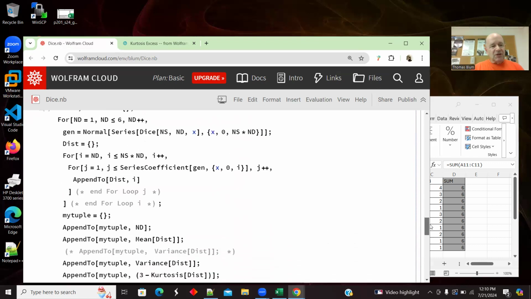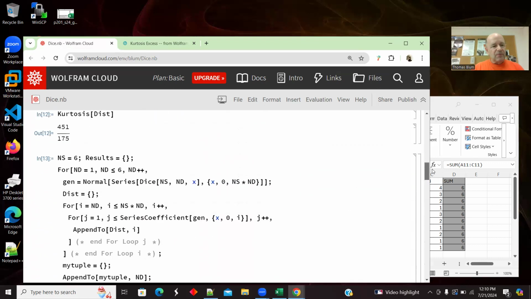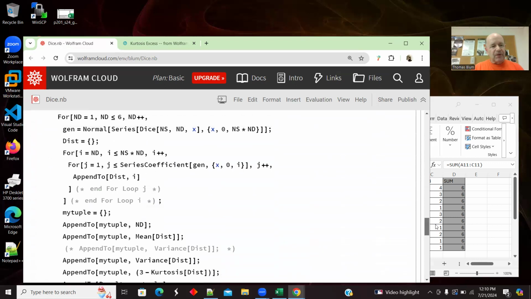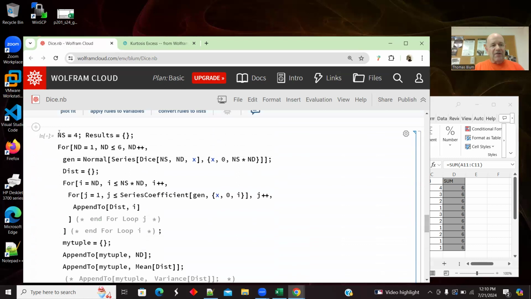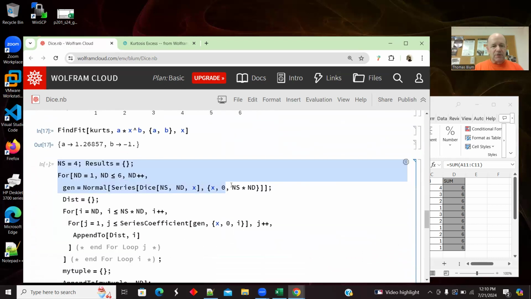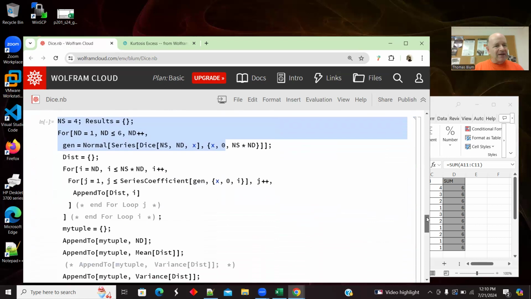So then I pretty much have the same thing again. I was just varying S, varying D, collecting results. So now I'm on NS equal 4, which just happens to be where I ended.